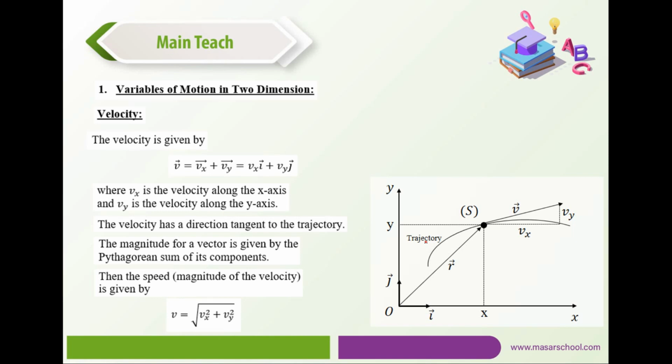Okay, because we cannot say that the speed is just Vx or the speed is just Vy. The speed is both Vx and Vy, so we need to add them. But since they are components of a vector, how are we going to add them? We're going to add them using the Pythagorean sum.